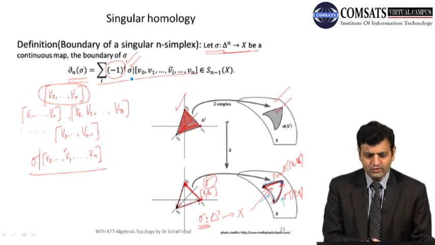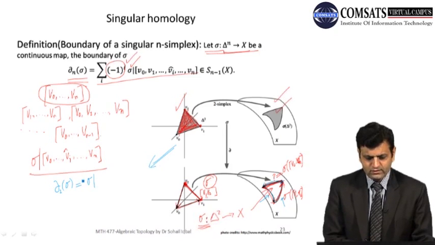Basically, for example, if I consider a two simplex, the boundary of this 2 simplex is going to be equal to sigma restricted to, of course minus 1 to the power 0, restricted to v1 v2, because I just deleted v naught, plus minus 1 raised to power 1 sigma restricted to v naught v2, plus minus 1 raised to power 2 sigma restricted to v naught v1. So that's how we define the boundary of this 2 simplex.